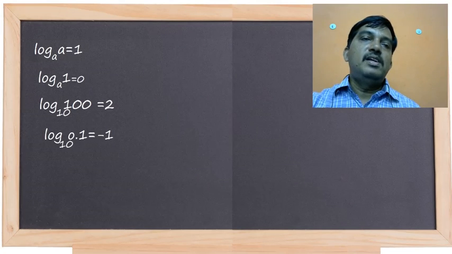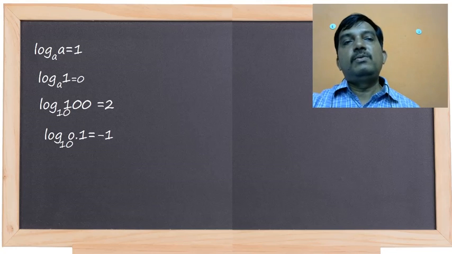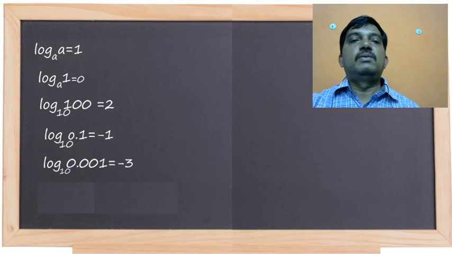Logarithm of 0.1 to the base 10. 0.1 means 1 by 10. 1 by 10 means 10 power -1. Therefore logarithm of 0.1 to the base 10 is equal to -1.